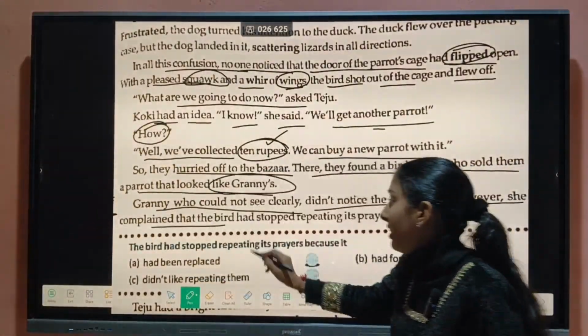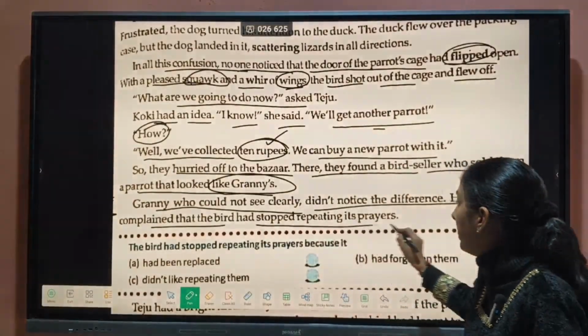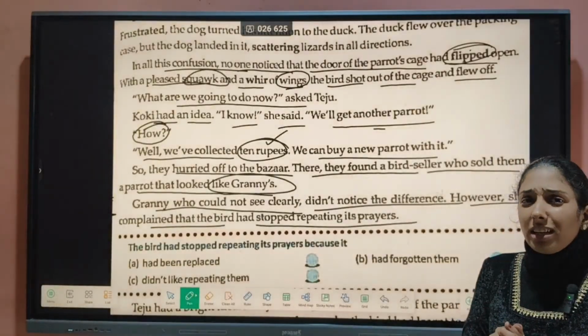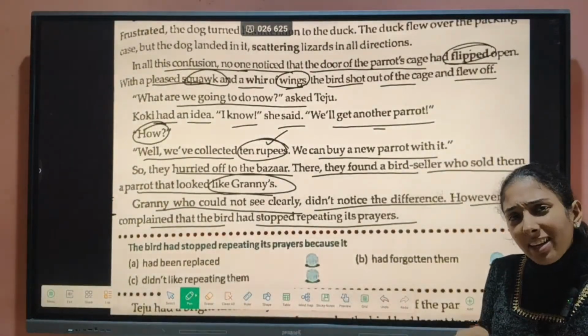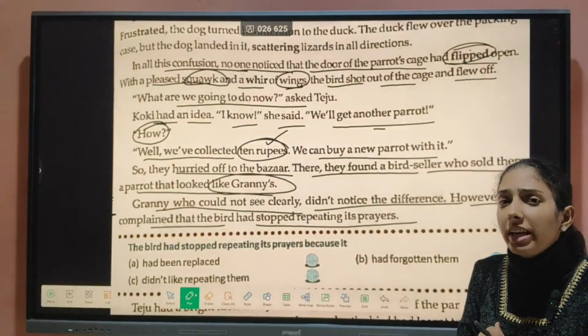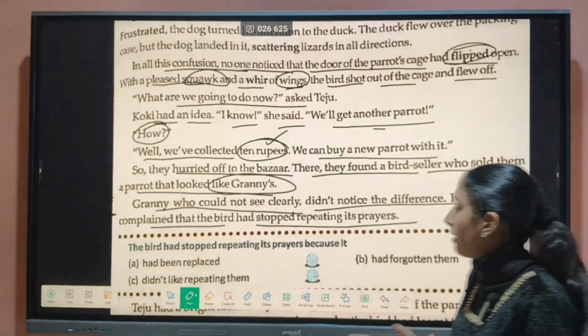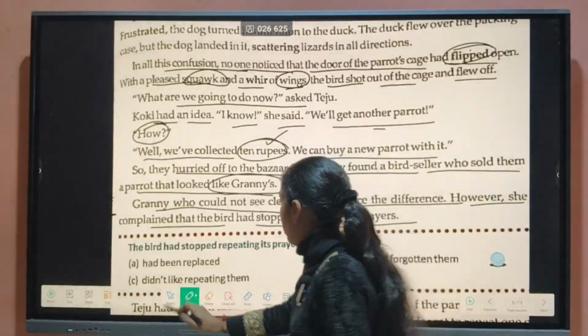However, she complained that the bird had stopped repeating its prayer. Now Granny is saying, is it my parrot? Why is it not singing the prayers which I have taught it? Okay, so Granny is confused about what happened.